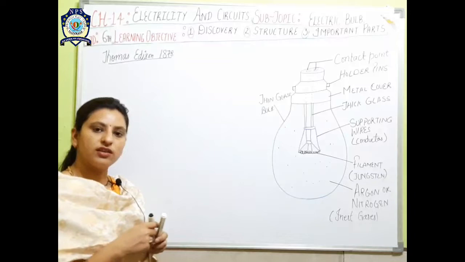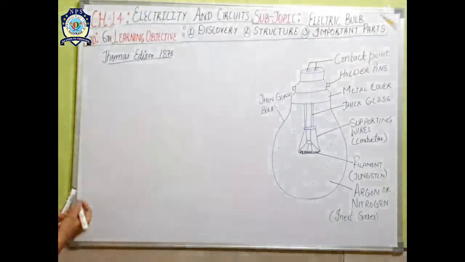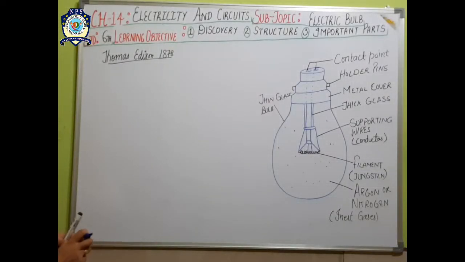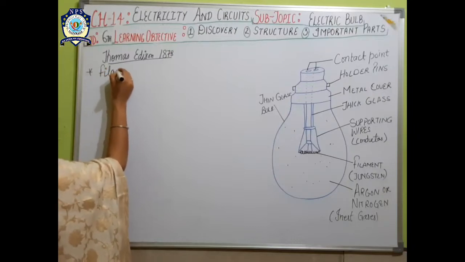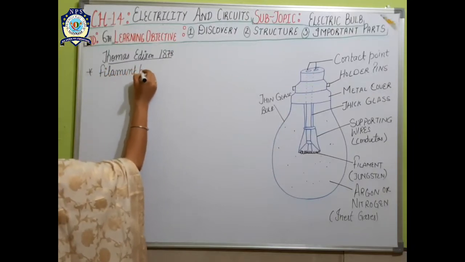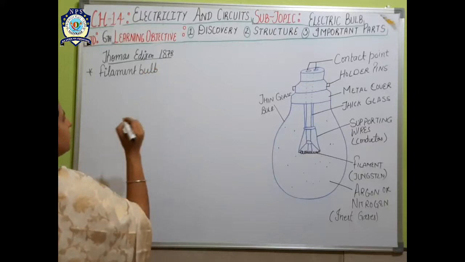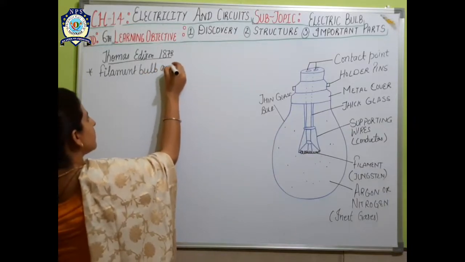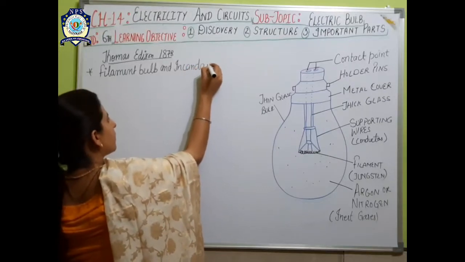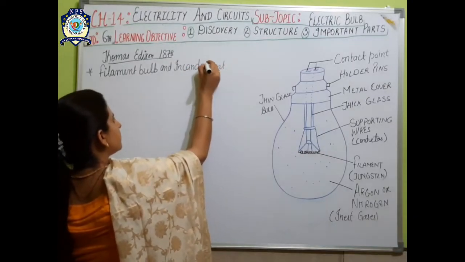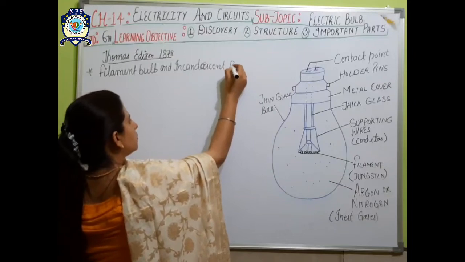So let's see what the main points are. It was discovered by Thomas Edison in 1878. Also this bulb is called the filament bulb, and the incandescent bulb also.